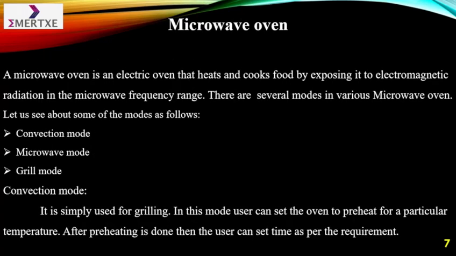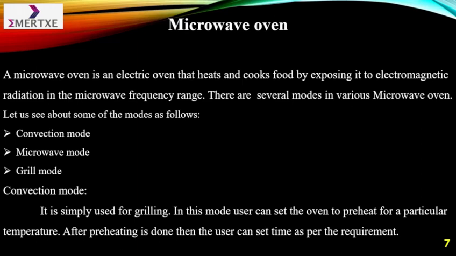Coming into the project, our aim is to develop a model of a microwave oven using PICSIMLAB. First of all, let us see what a microwave oven is. A microwave oven is an electrical oven that heats and cooks food by exposing it to electromagnetic radiation in the microwave frequency range. There are several modes in various microwave ovens.